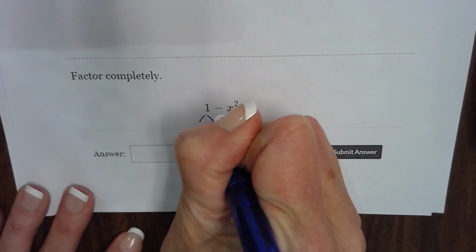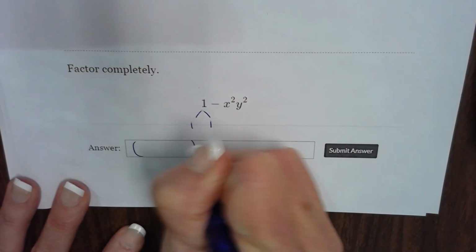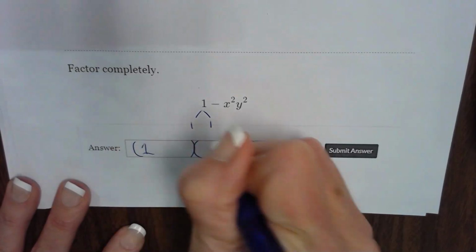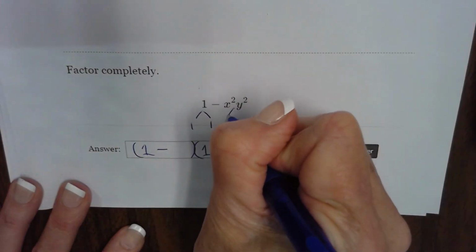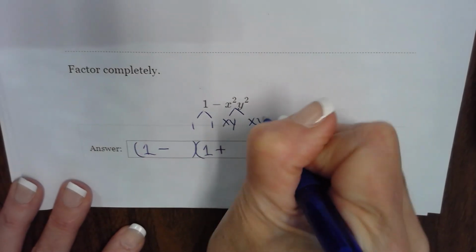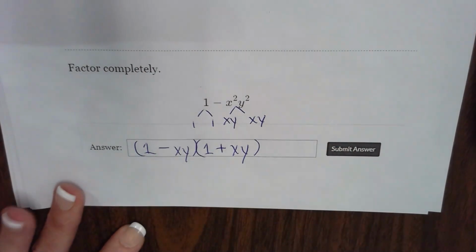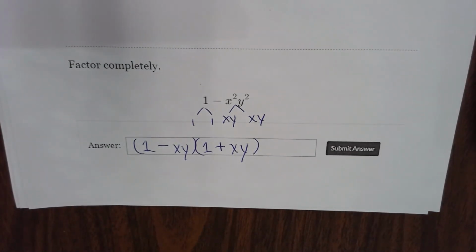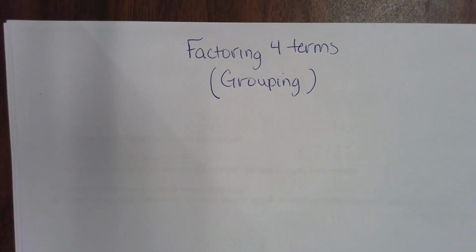So, how does my 1 break down? 1 times 1. So, 1s go in the front slots. I need 1 sign plus and 1 sign minus. How does the last term break down? xy times xy. That goes in the back of each parenthesis. Easy factoring method. Easy factoring method. We good? Okay.